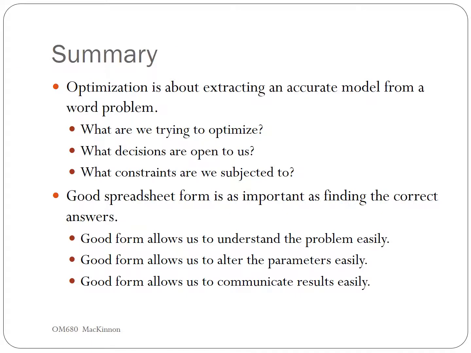Now, let's summarize. This is a short chapter, but that's okay. It's a good introduction, and I've given you 5 or 6 homework problems to work on so that you get used to doing this. Optimization is about extracting an accurate model from a word problem. I like to put it this way: we take an unstructured problem and we structure it. That's what a model is. And we ask the questions: what are we trying to optimize? What decisions are open to us? In other words, what can we change in order to achieve our optimal result? And equally important, what constraints are we subjected to?